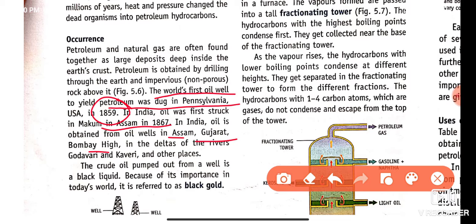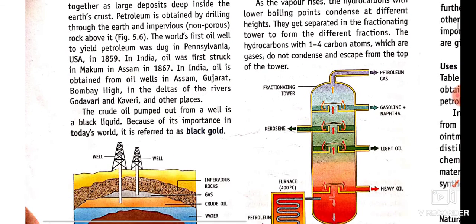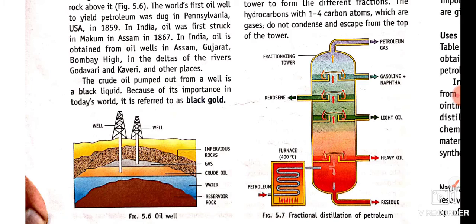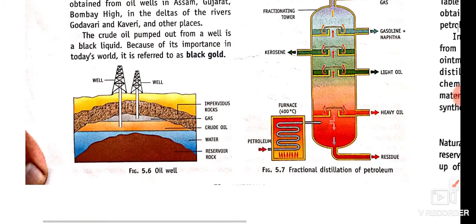The crude oil pumped out from the wells is a black liquid. Because of its importance in today's world, it is referred to as black gold, as we obtain lots of things from it. That's why it is called black gold.